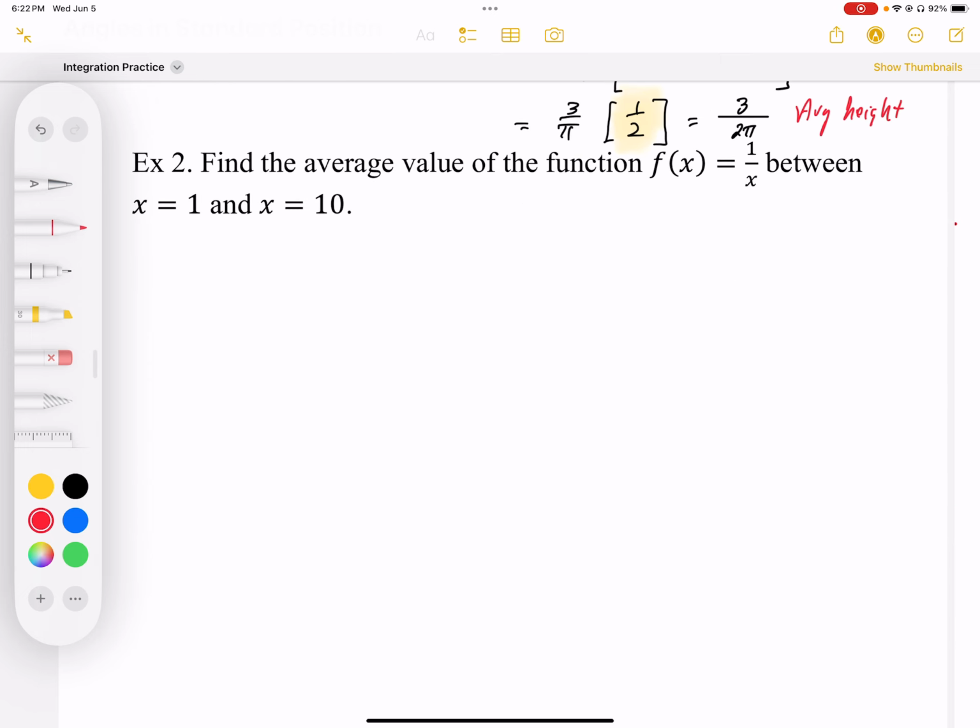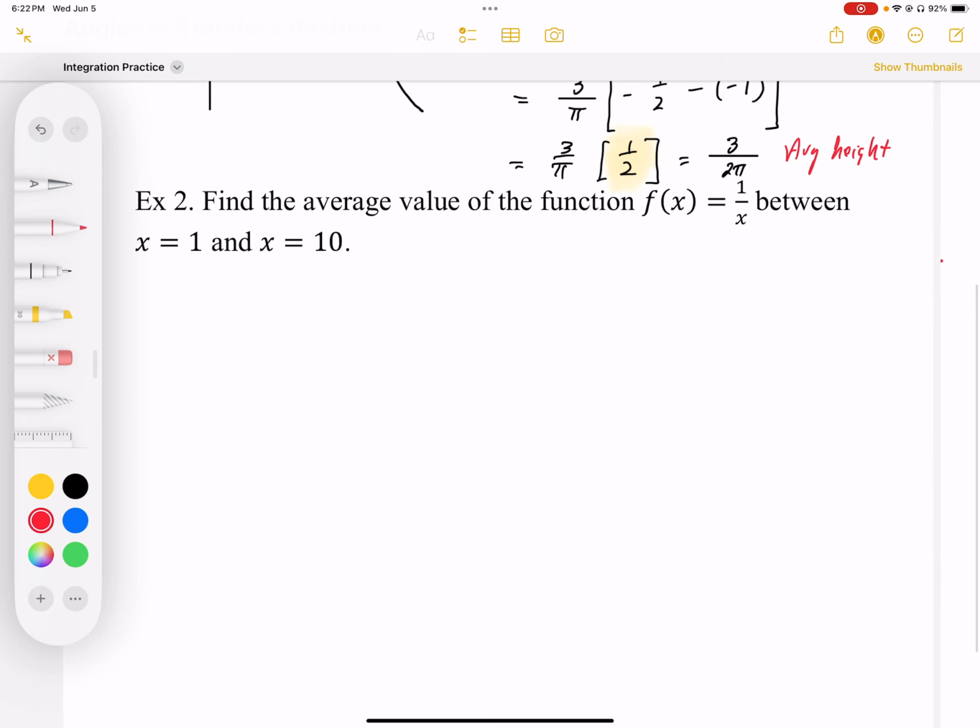So we can do the same thing here. We have this 1 over x function. Sketching a quick little picture here, 1 over x between 1 and 10. It's this function that's going to look like that, at 1 and 10. I've cut my scaling a little bit off, but there's my graph. That's my area. I want to find the average height.